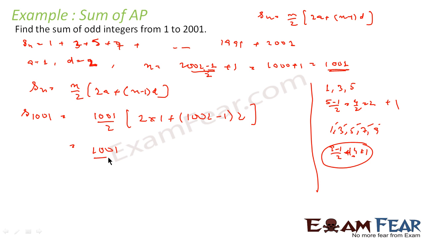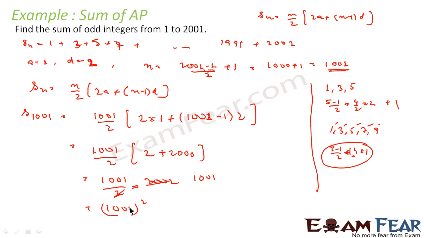On solving this, we get 1001 by 2 into 2 plus 1000 into 2, that is 2000. So this becomes 1001 by 2 into 2002. Dividing, this becomes 1001, so what I get is 1001 whole square. This is the sum of all the terms. If you multiply this, what you get is 1002001, and that is our answer. This is the sum of all odd integers from 1 to 2001.